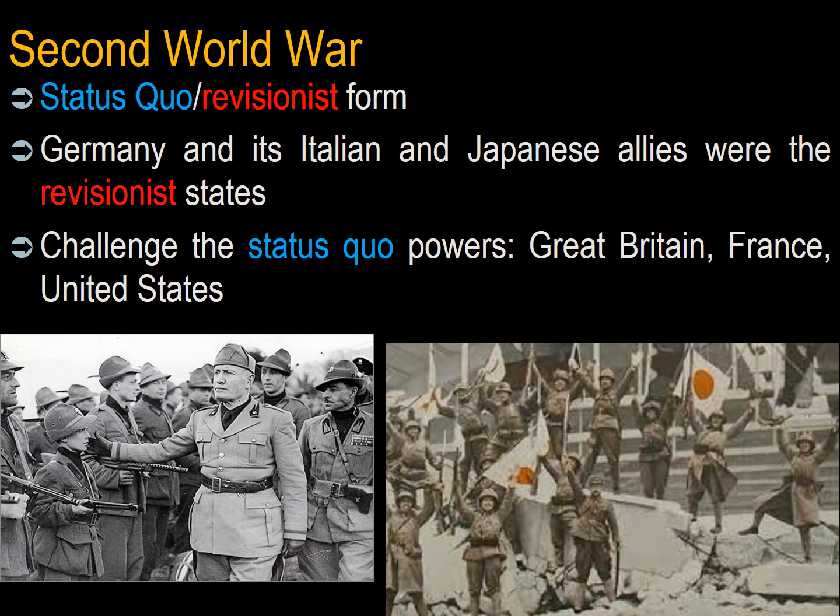The classic example of the status quo revisionist distinction in international politics leading to war is the rise of the fascist powers in the 1920s and 1930s that led to the Second World War. Germany and its Italian and Japanese allies were the revisionist states. They wanted to change the world order.